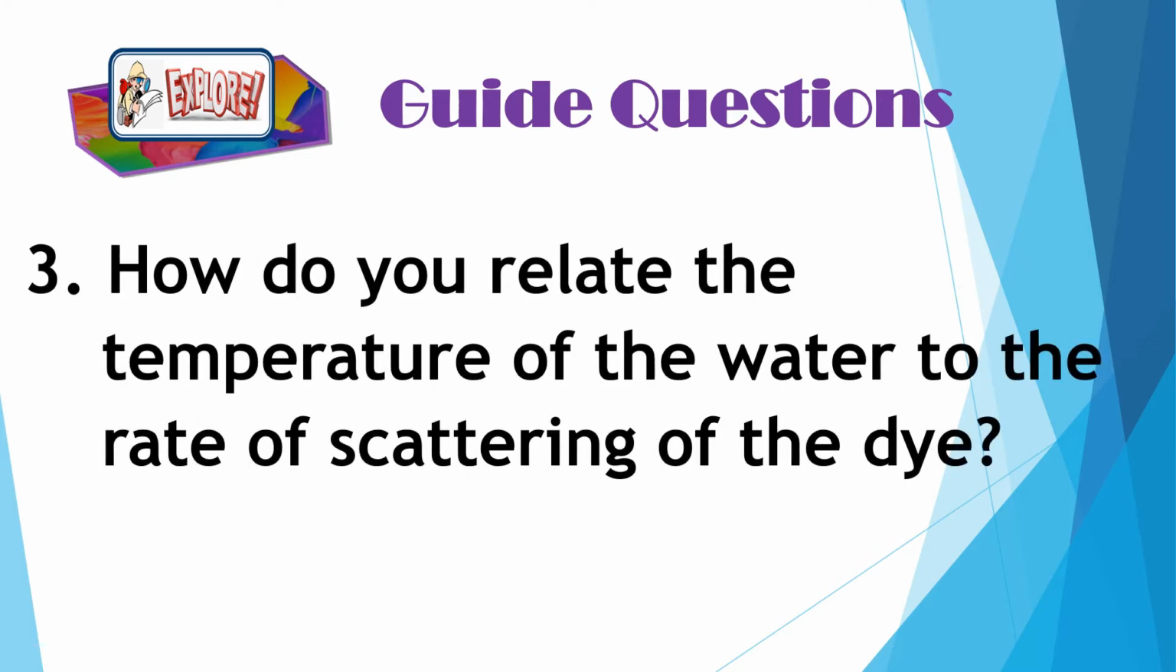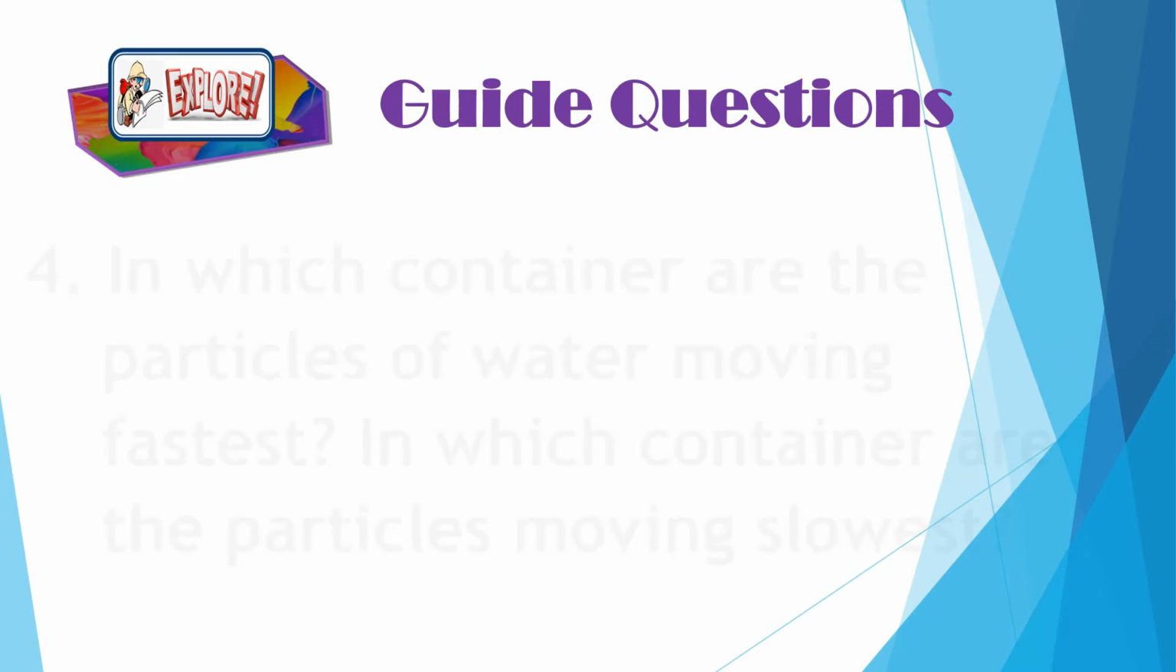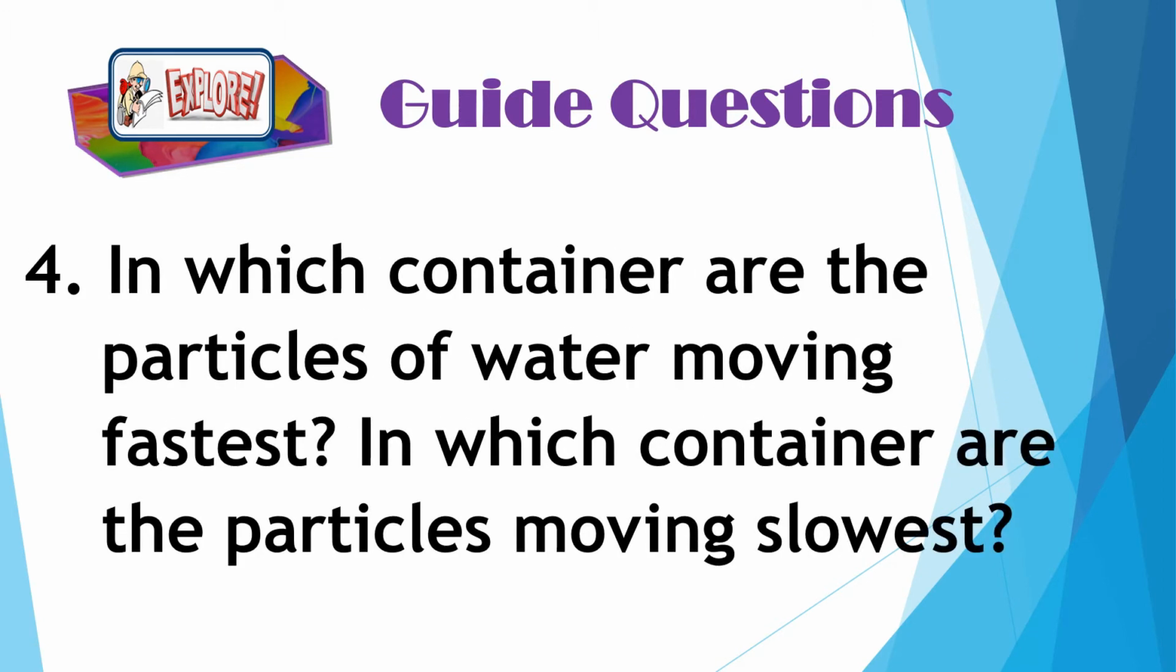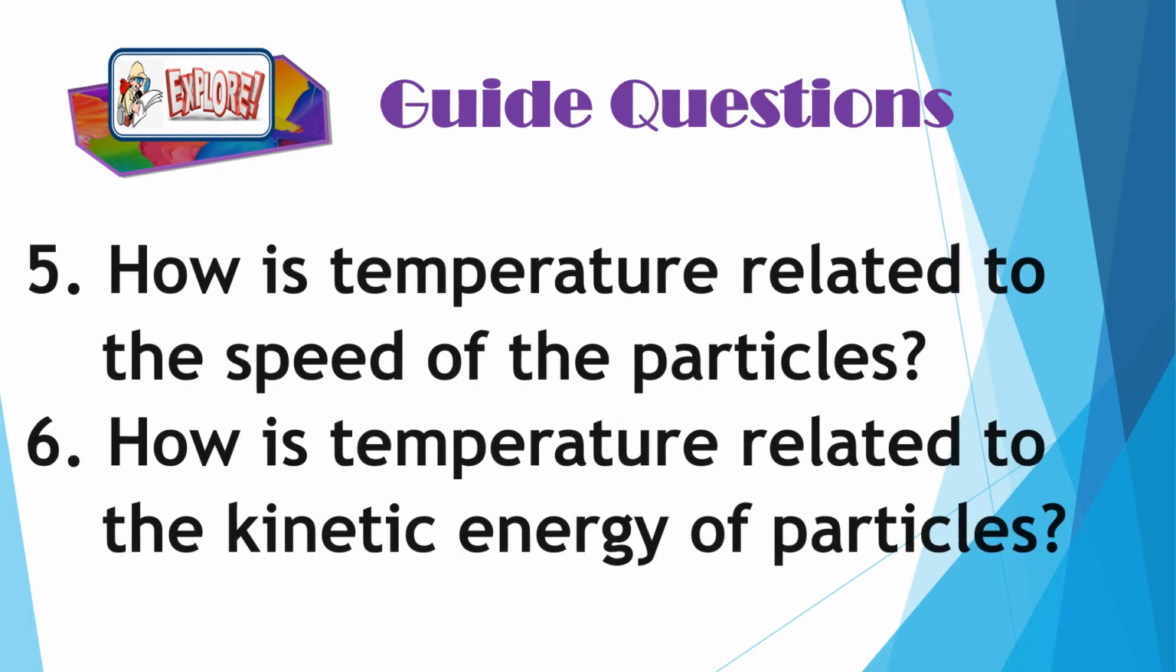Number 3. How do you relate the temperature of the water to the rate of scattering of the dye? Number 4. In which container are the particles of water moving fastest? In which container are the particles moving slowest? Number 5. How is temperature related to the speed of the particles? And for the last number, 6. How is temperature related to the kinetic energy of particles?